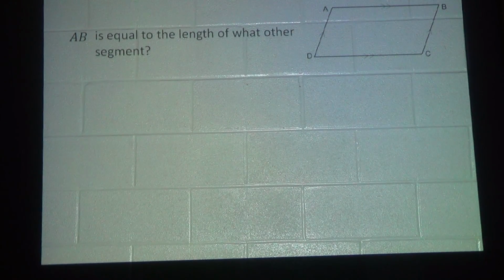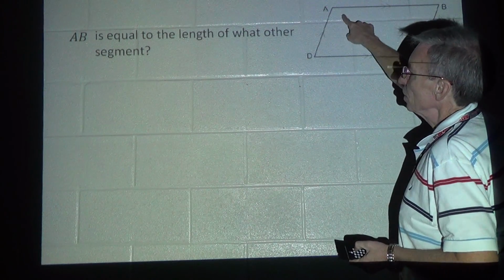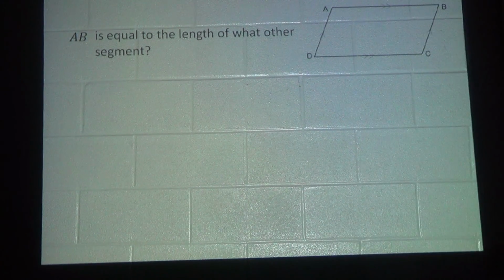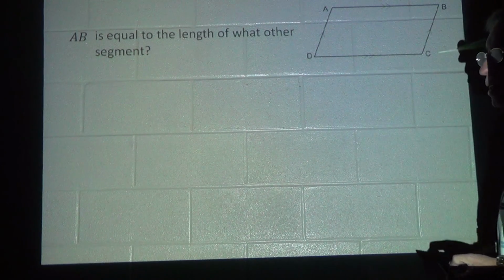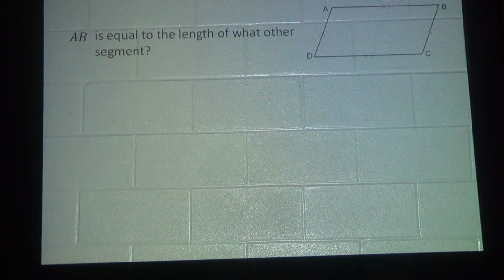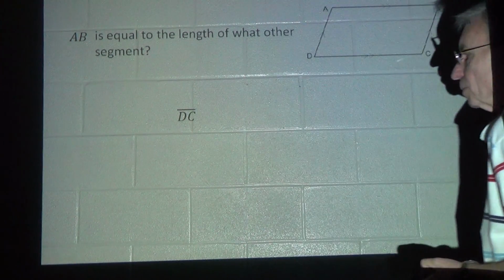Okay, then they say the length of AB, which is AB by itself, that means the length of this one is equal to the length of what other segment? Okay, so by definition, since this one's parallel and opposite, it's the same length. So DC is the correct answer here. If you said segment CD, that would also be correct. And since they specified segment, that's why it has the marking above it.